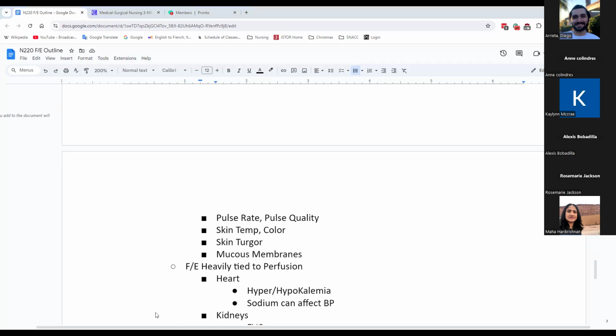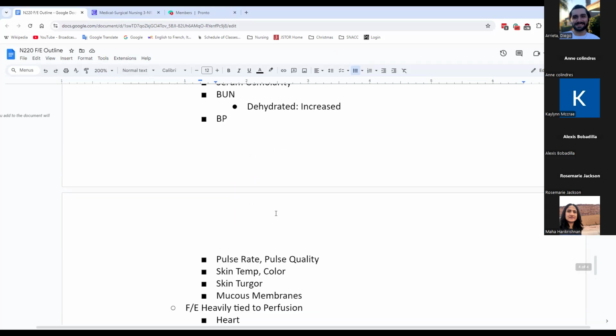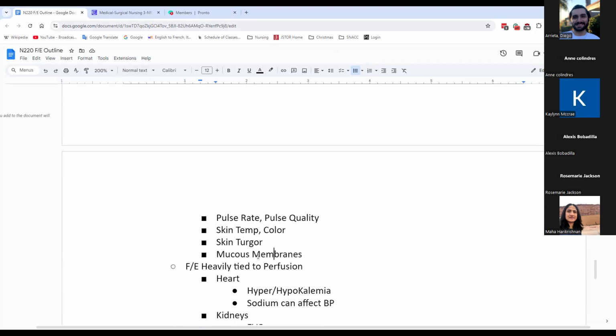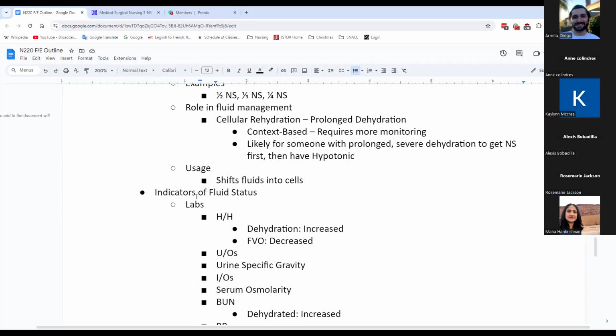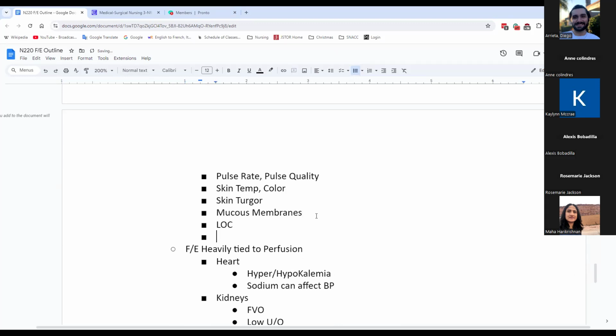Ow. Anything else you guys can think of? We got everything, you think? We got a lot of stuff here, so maybe neurological changes, that could be one. It's not really a lab status, but I guess some of these aren't lab status, so I'll just put labs and assessment indicators. But yeah, that's a good one. We'll just do that. Level of consciousness.